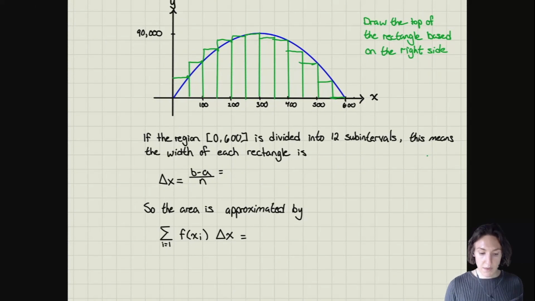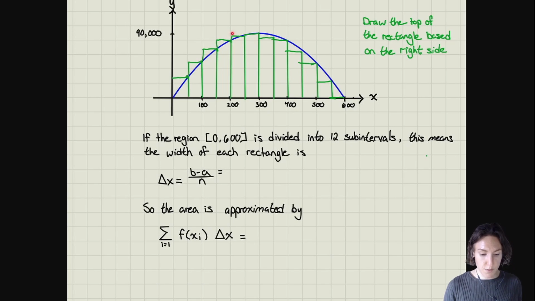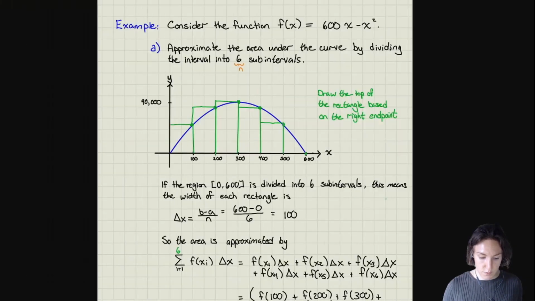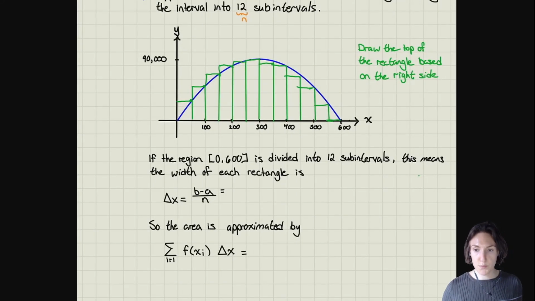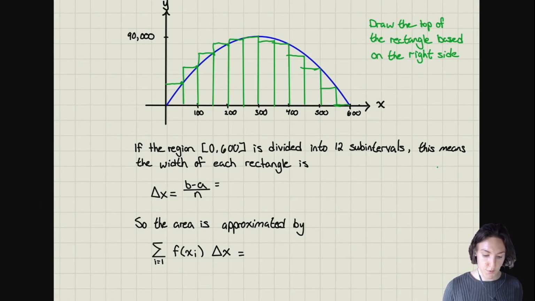Okay, and we can already see, just look at the difference above and below f if I have 12 compared to 6. This is going to be a much better approximation, even though it's still an approximation. So this time, to justify that my width is 50, I'm starting at 600. My initial point is 0, and I want to split this up into 12 rectangles. So 600 divided by 12 is 50.